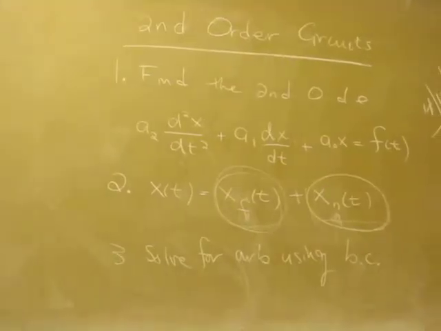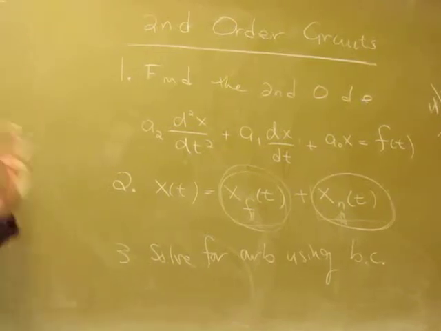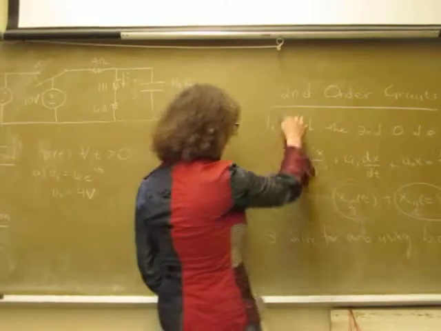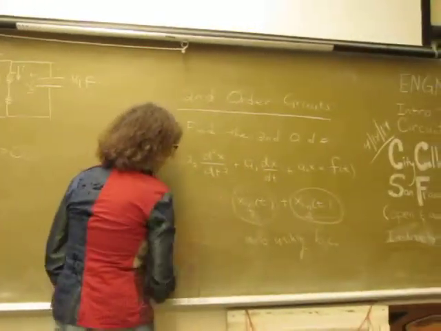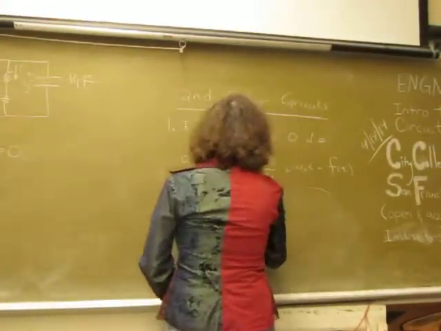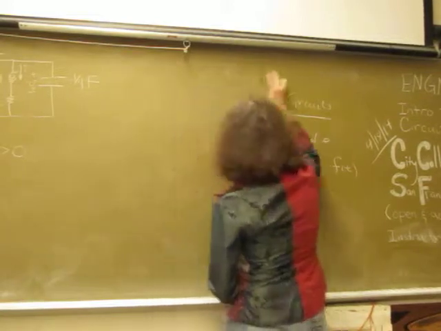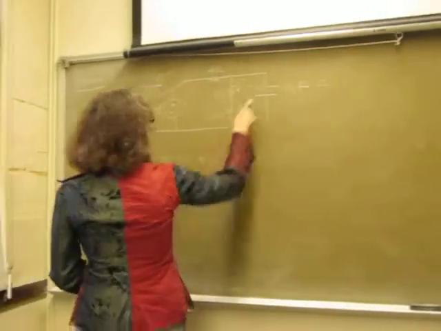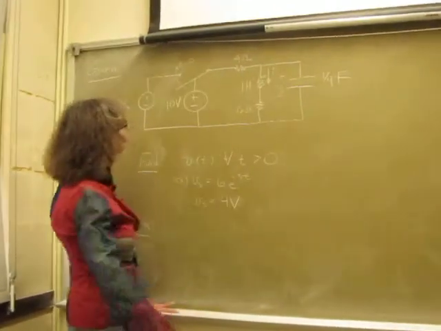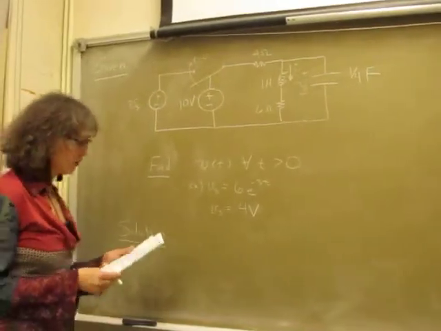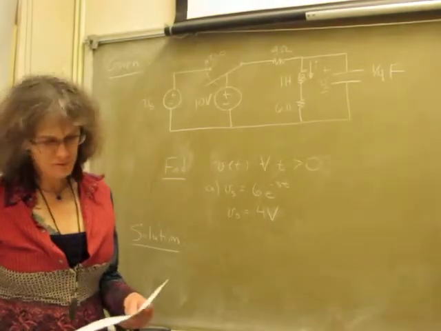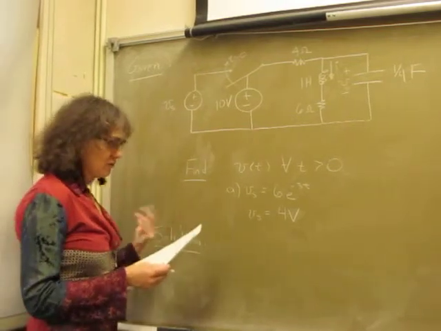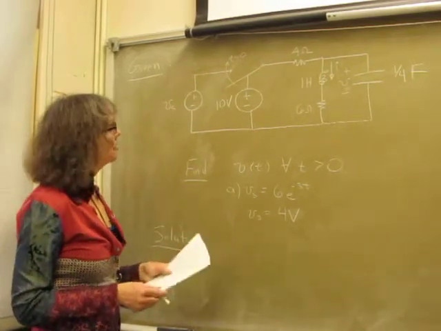So, this is the outline of how you approach these problems. We're going to do this problem here, and I'm going to find the second order differential equation that defines this particular circuit, which we see is a second order circuit, because look, I've got two energy storage elements. There are different ways to find the second order differential equation that defines the circuit.